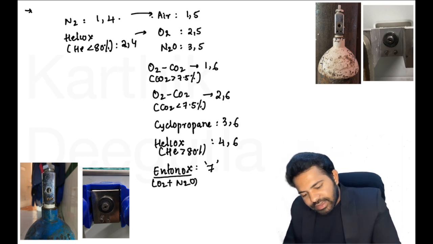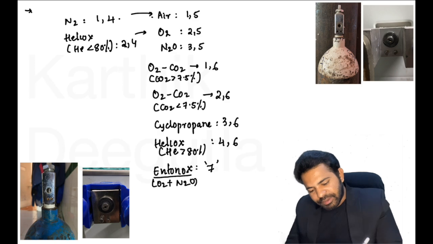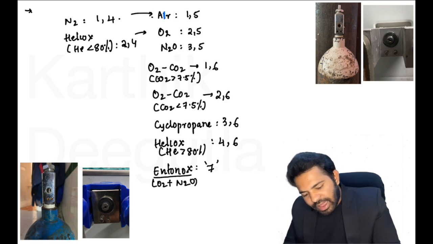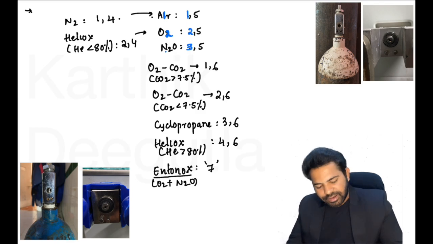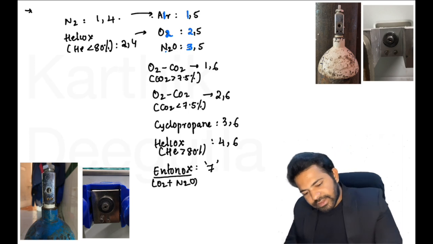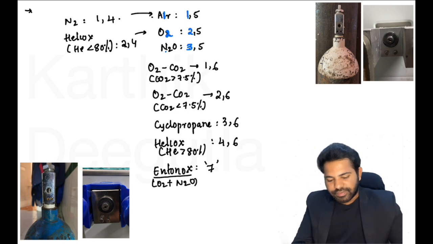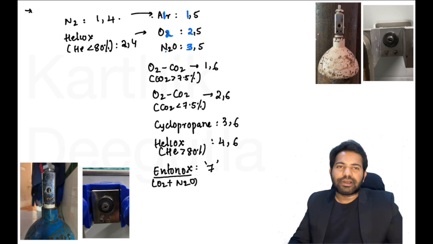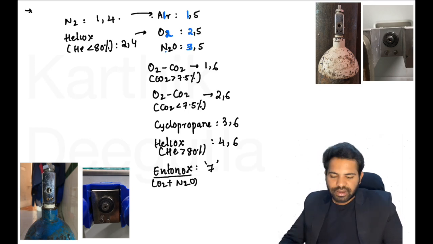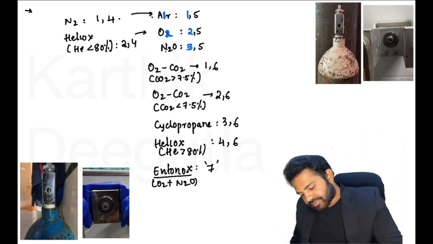Or a still easier way to remember: in air you have A-I-R. I looks like 1, so 1,5. Then oxygen has 2 atoms, so 2,5. Nitrous oxide has 3 atoms, so 3,5. Simple to remember. Entonox has 7 letters, so the pin index is 7. I hope you got it. So revise the pin index system multiple times because there is a question every year on it.